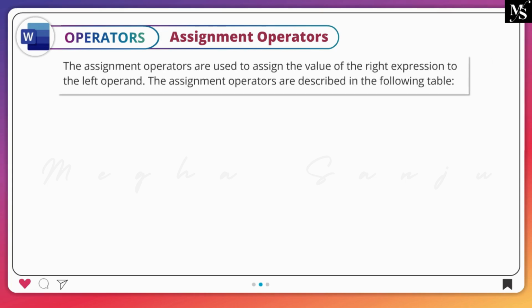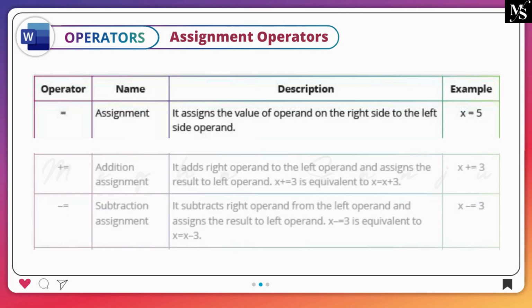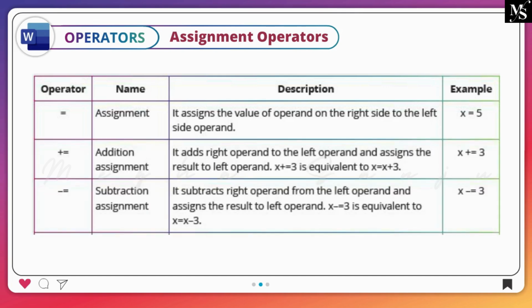Assignment operators. The assignment operators are used to assign the value of the right expression to the left operand. The assignment operators are described in the following table. Operator, name, description, example. Assignment. It assigns the value of operand on the right side to the left side operand. x is equal to 5. Addition assignment. It adds right operand to the left operand and assigns the result to left operand.